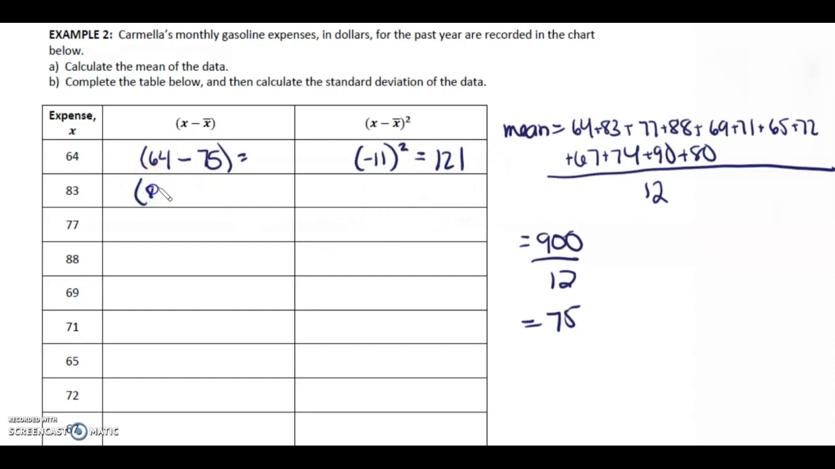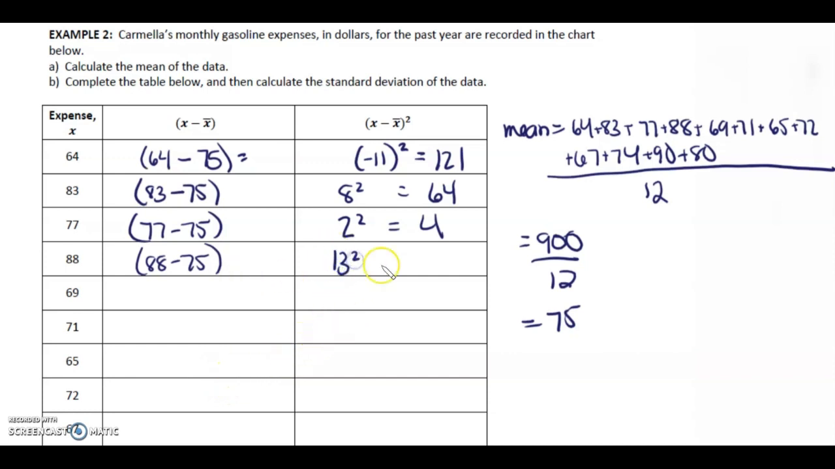The next one, 83 minus 75, we're going to get 8. And 8 squared is 64. Then we're going to do 77 minus 75, which is 2. So 2 squared is just 4. Okay, 88 minus 75. And we're going to go down this entire column and do the same thing. So that's 13. So 13 squared is 169.